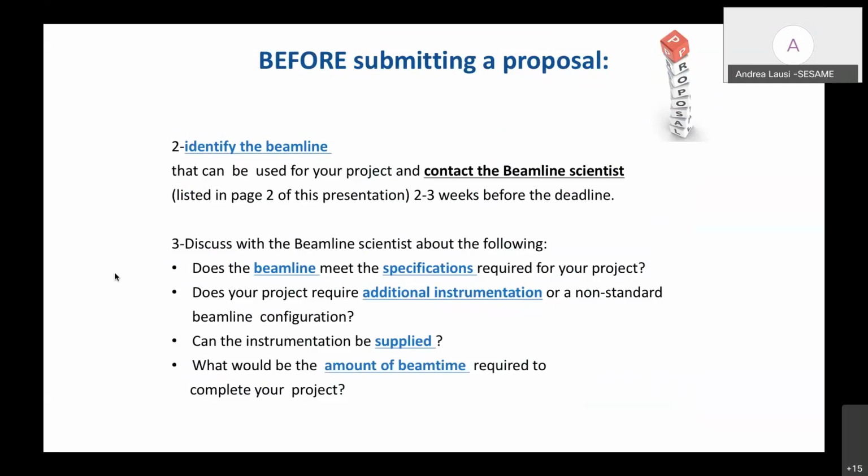Discuss with them how much time your experiment will last, so of how many shifts to ask. We are working in shifts of 8 hours. This is the unit of time.